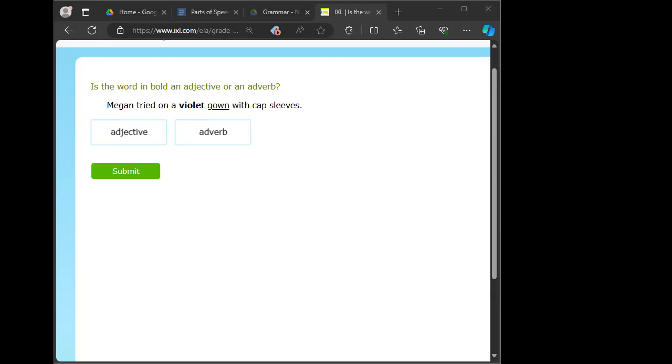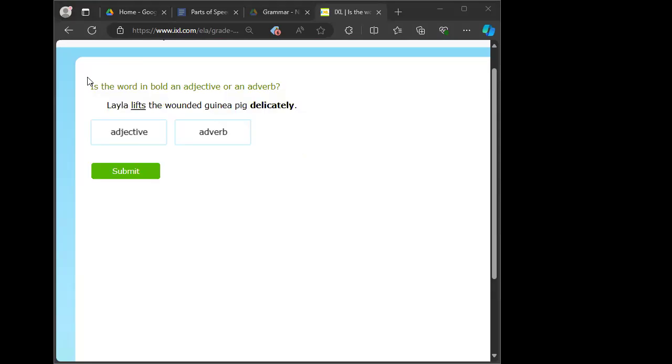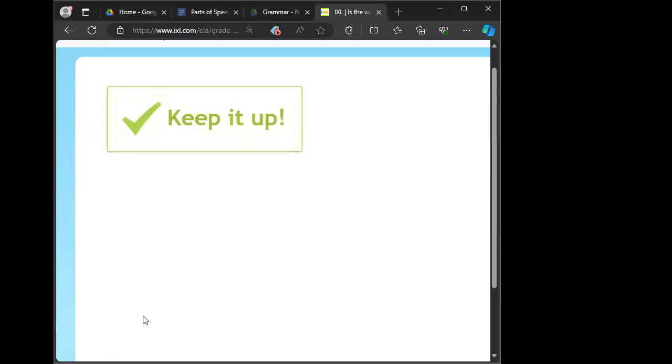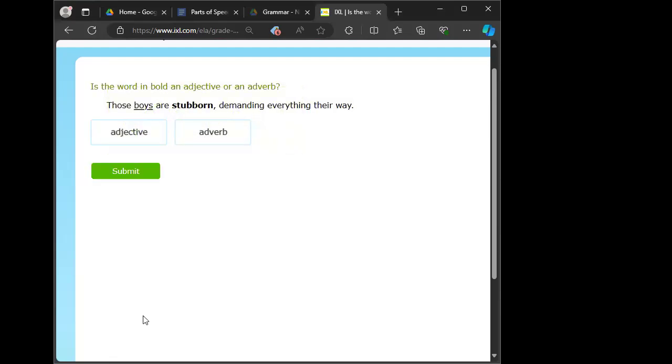Violet is an adverb. What word is violet describing? It's describing the gown. It's describing a thing. So then that means it's an adjective. Mm-hmm. Delicately, adverb. Stubborn is the adjective. Slightly is an adverb.